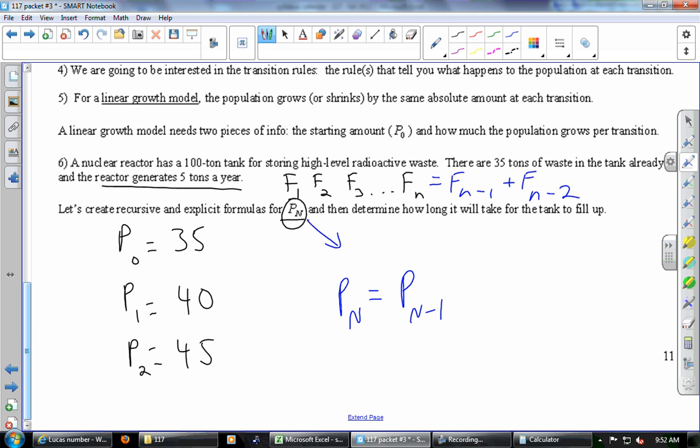Every year, how much do we add? 5. So to get the population in the current year, n, you take the population 1 year ago, n minus 1, and you do what with it? You add 5. That's the rule. To get the current population, you look 1 year ago, and you add 5. That's what the symbols mean.